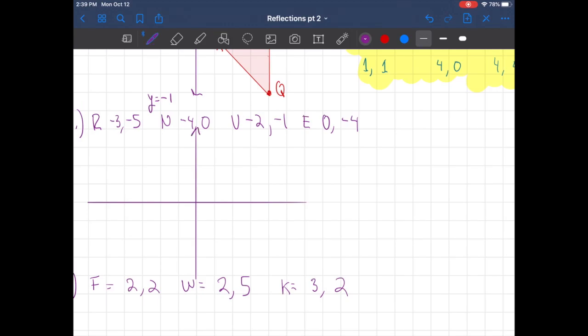Don't forget to add your arrows. Don't forget to label X and Y. I don't know why that one always looks like a Z. All right, Y. Okay, now let's plug in our points. I'm going to do that in the color red. So I have negative 3 and negative 5.